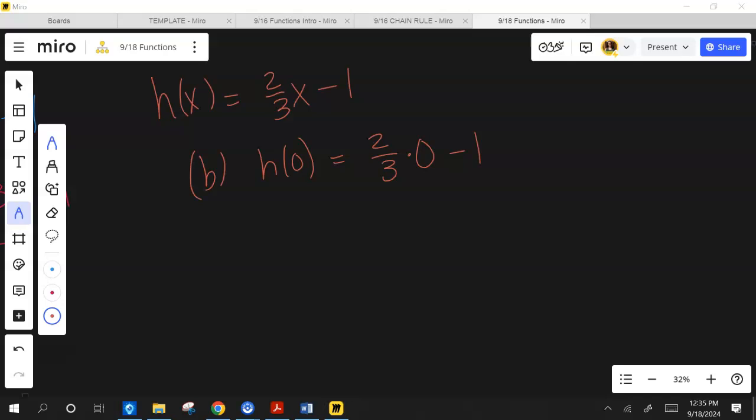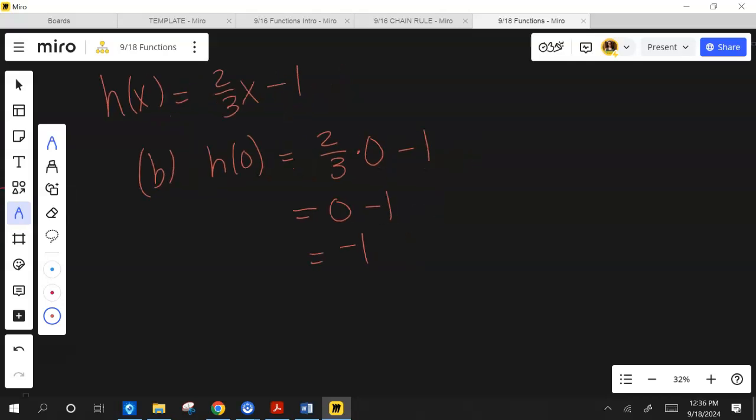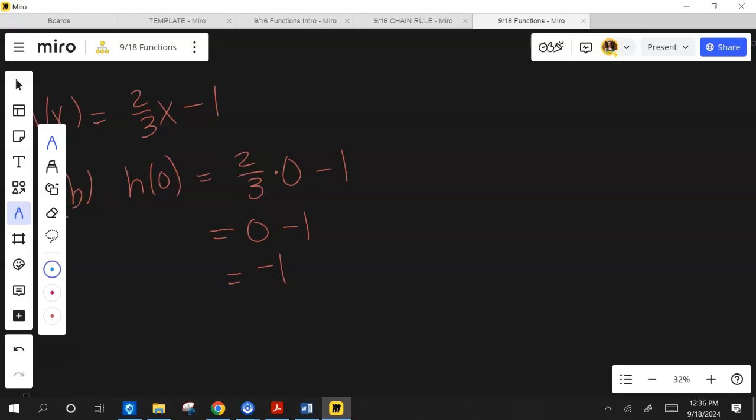All right. What is 2/3 times 0? 0. What is 0 minus 1? -1. This is nothing more than plugging in. That is all I'm doing is plugging in over and over and over. But it's so important that you can do this.